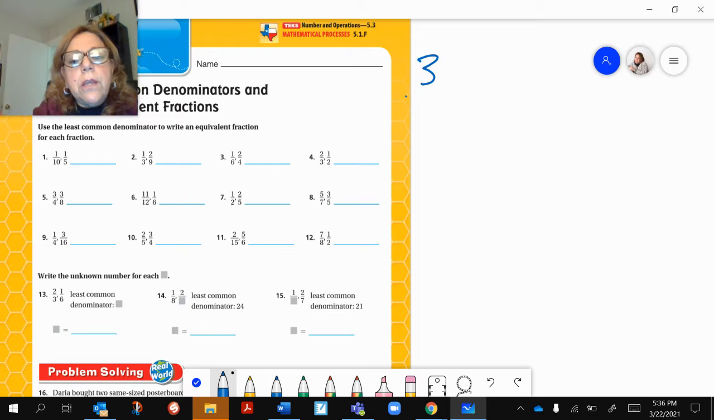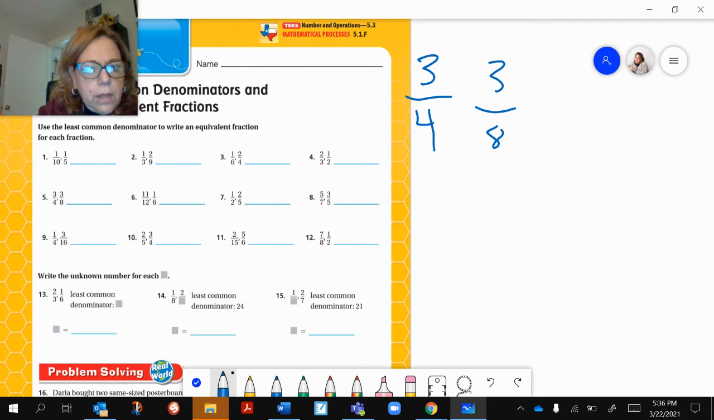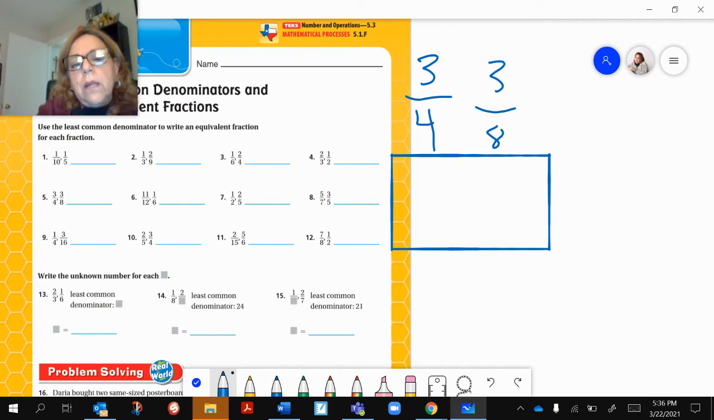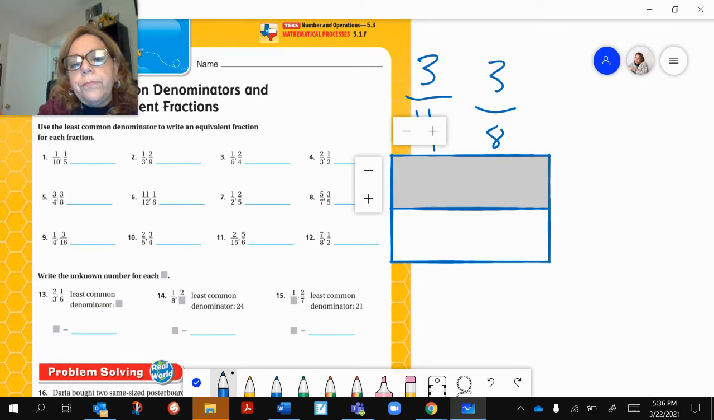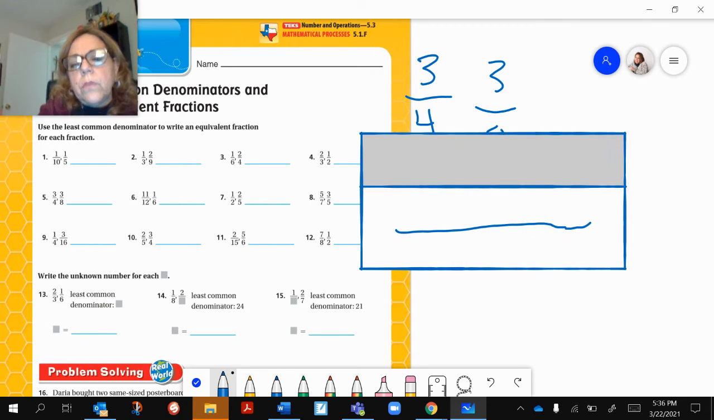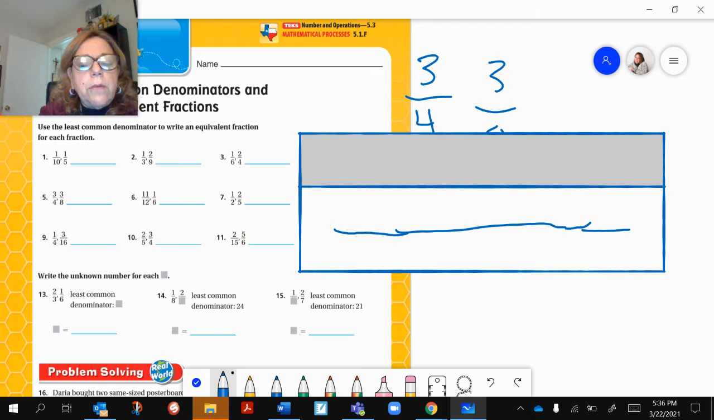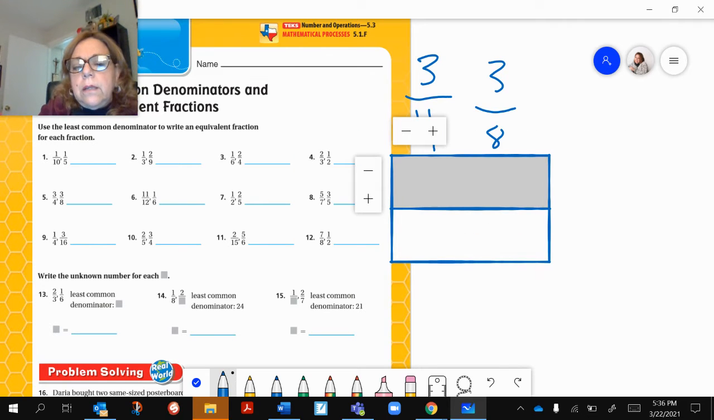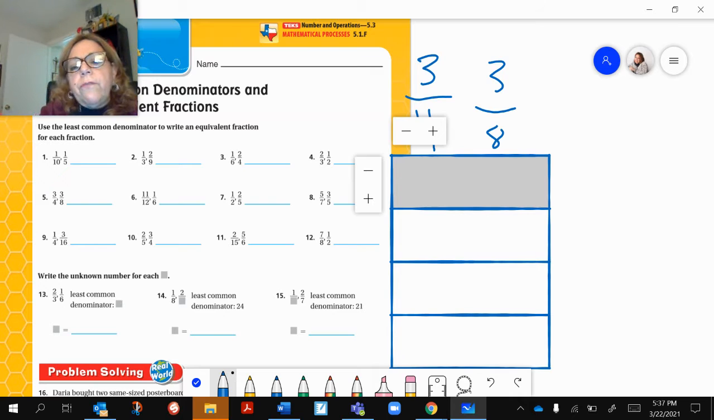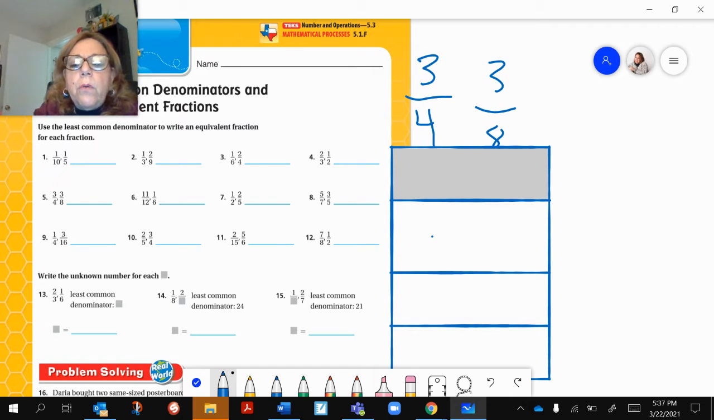My fractions are 3/4 and 3/8. Again, if you're wanting to draw the area model on that one, I'm going to draw it where I have 1, 2. Why is it stretching it out? That is not what I want. Oh, there we go. So I want it 4. So now I'm going to be shading 1.